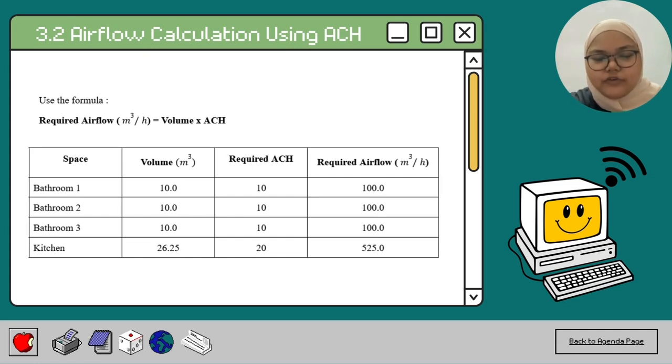So next, for the kitchen, it has a volume of 26.25 cubic meters and it's 20 ACH due to the heat of cooking. So 26.25 times 20, we get 525 cubic meters per hour. So this calculation helps us to choose the right ventilation system to maintain fresh and healthy air in our house design.